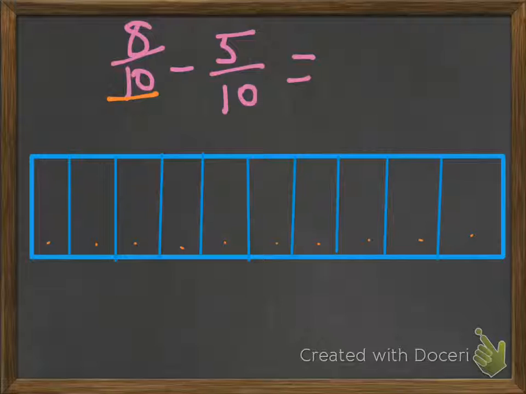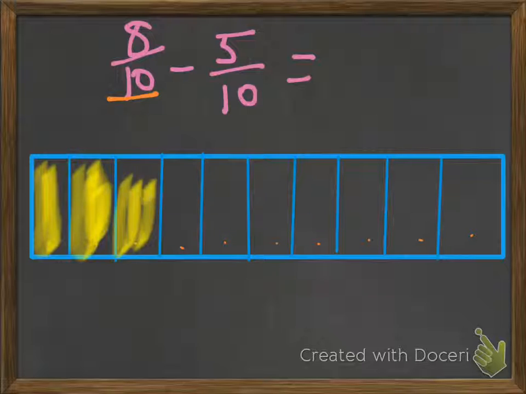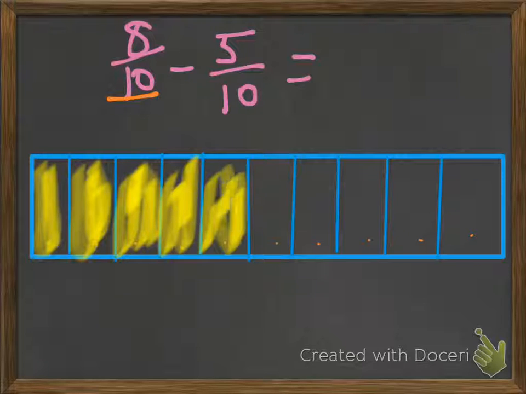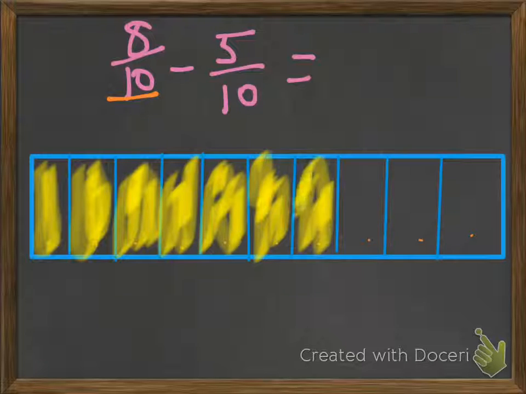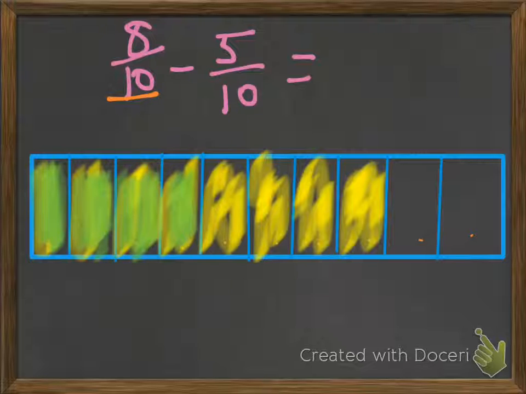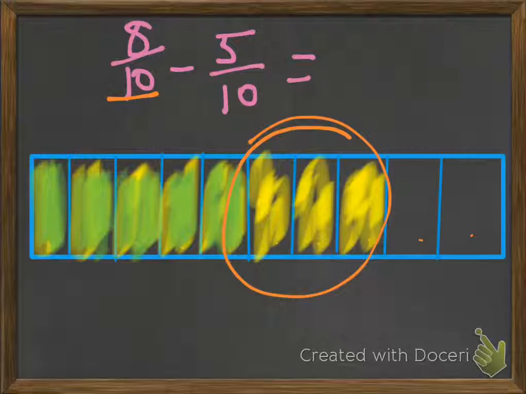So what we do is go ahead and shade in 8/10. So we have 1 here, 2, 3, 4, 5, 6, 7, 8. So that's how far he needs to go. And already he's gone 5/10 of a mile. So we can go ahead and subtract out. Here's 1, 2, 3, 4, 5. So what's left? Right here. And again, you can count each of these is a tenth. So there's 3 of them.